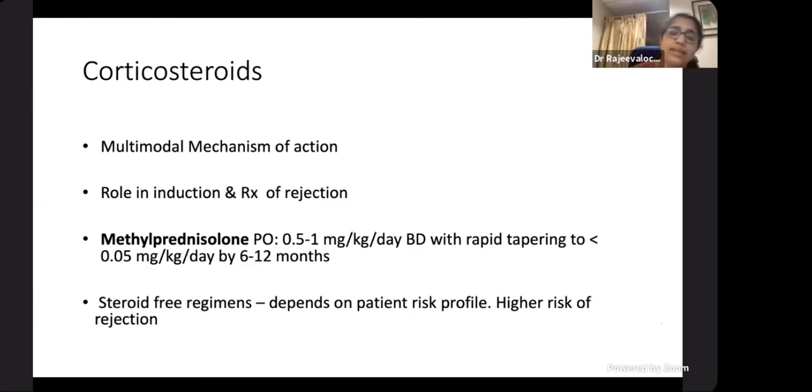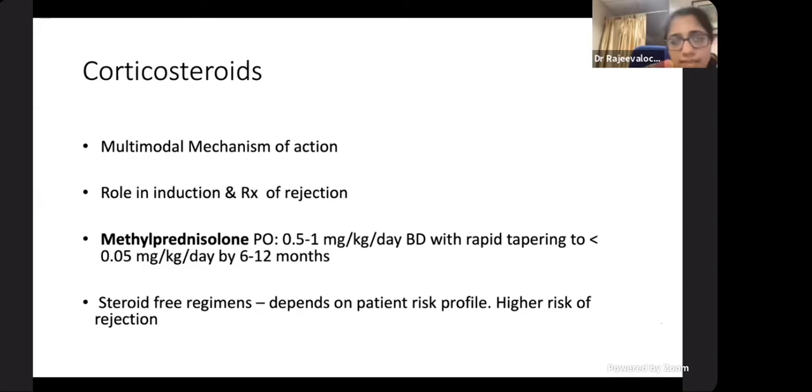Now, this is basically a basic guideline issued by the KDIGO. This basically varies quite a bit between centers and individual physicians. And the basic idea is to try to minimize the steroids as much as possible to avoid their side effects. Steroid-free regimens have been traditionally in use.